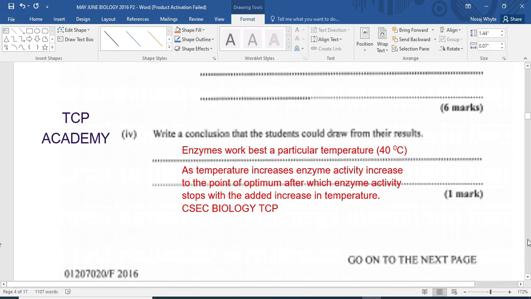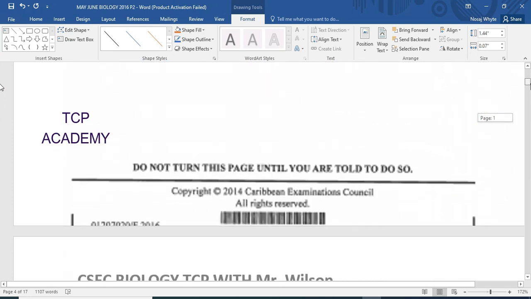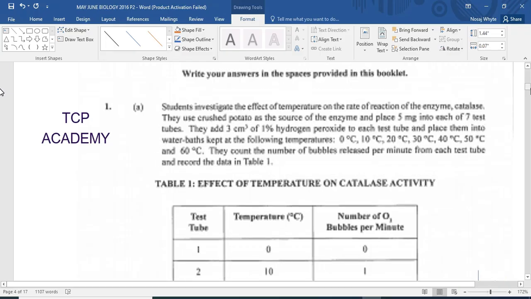So we are going to roll right back up to the aim of the experiment. We need to know that in order to write a conclusion. The aim of the experiment here is to determine the effect of temperature on the rate of reaction of the enzyme. So we are looking at the rate, how the varying temperature affected the rate of enzyme activity.